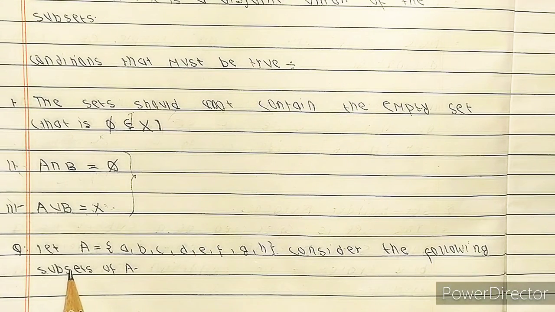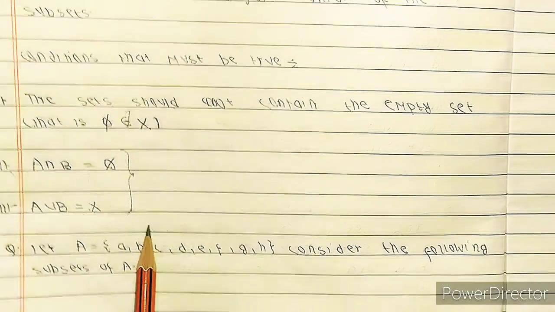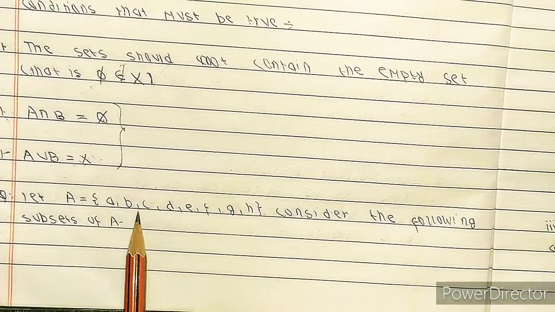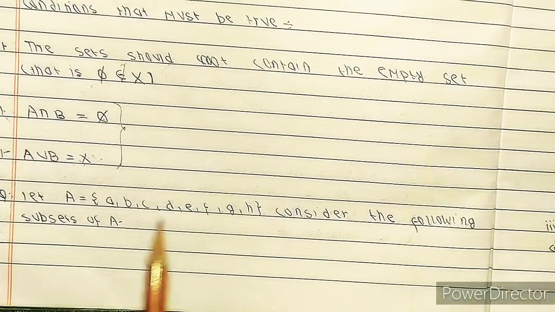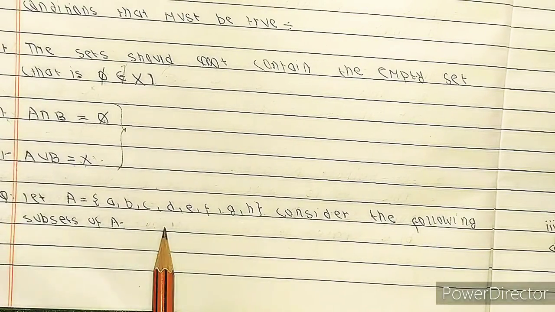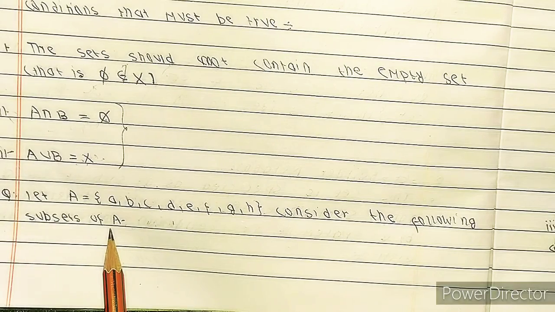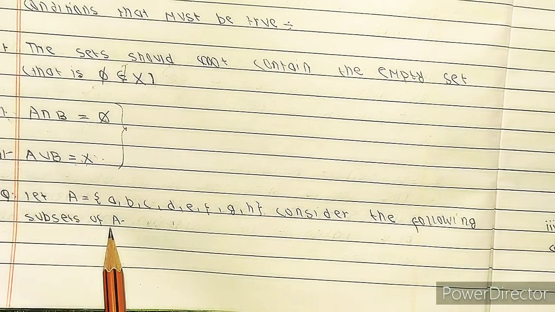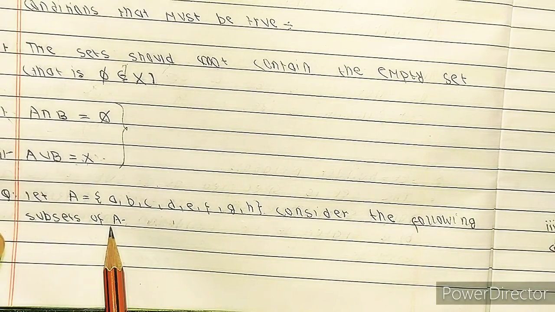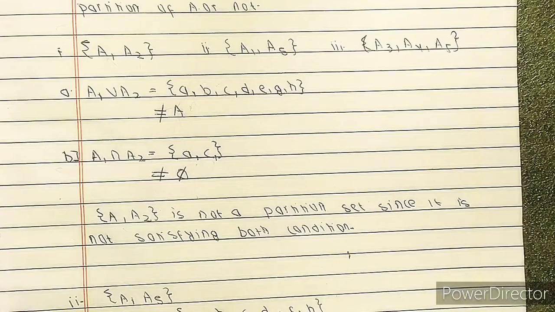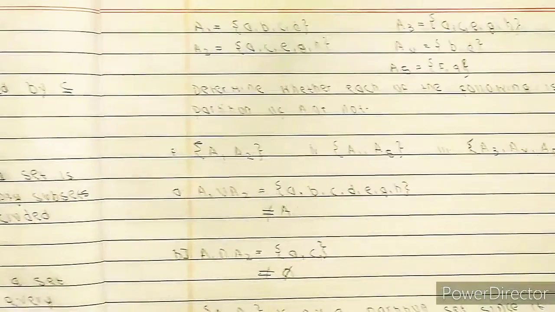So let's get to the questions so that you will get a clear concept of it. The question is: let A equal {A, B, C, D, E, F, G, H}. Consider the following subsets of A. First of all, write down the question. I think you have completely written it down. Pause the video if you want to write the question. The solution is on another page.